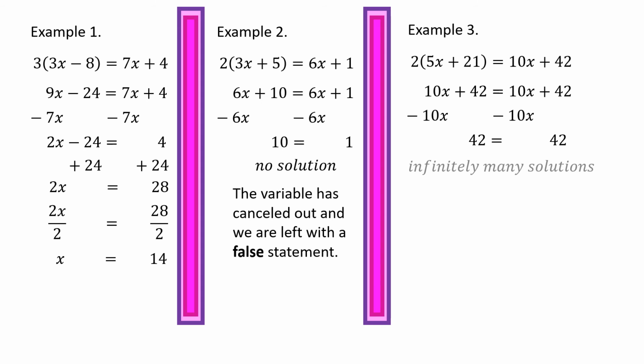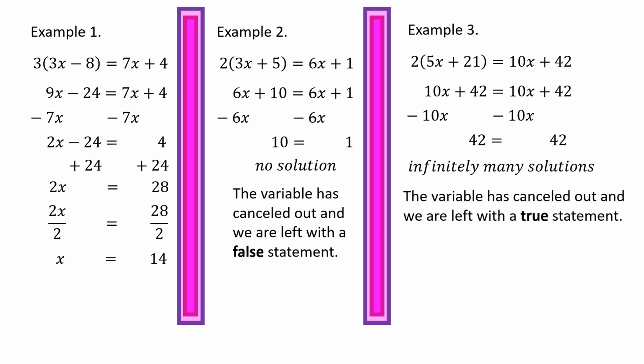So instead of writing no solution, I write down that there are infinitely many solutions, right? Sometimes a mathematician might also call this an identity. We can plug in anything we want for x and it's going to be a true statement. This occurs when the variable has canceled out and we are left with a true statement, 42 is equal to 42. So those are the 3 situations. We could get an answer, which is what happened throughout the first unit of study. We could come up with no solution. We could come up with infinitely many solutions.